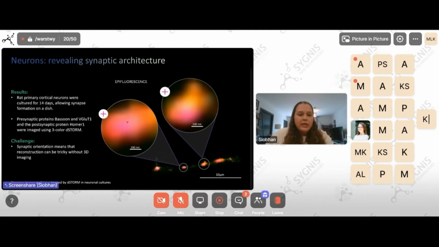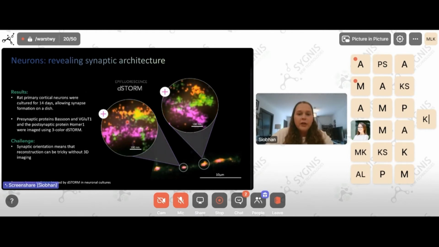So we really need the dSTORM techniques to break this diffraction limit and look at these markers in high resolution. You can already see the amount of detail that we're able to get in contrast to the epifluorescence imaging. Now we can start to see the formation on both the pre and the postsynaptic side. We're able to quantify how much of these proteins are there, look at their spatial distributions, and really quantify and characterize the synaptic structure.